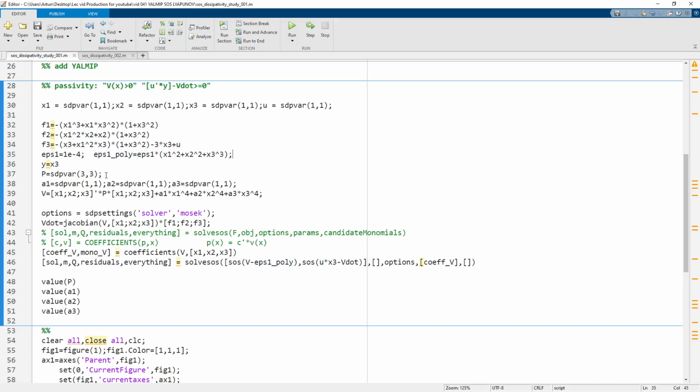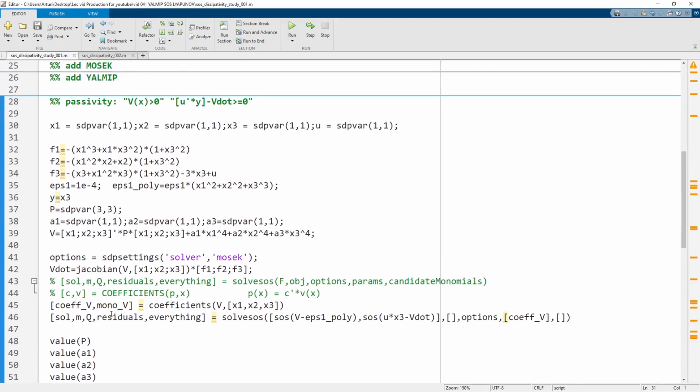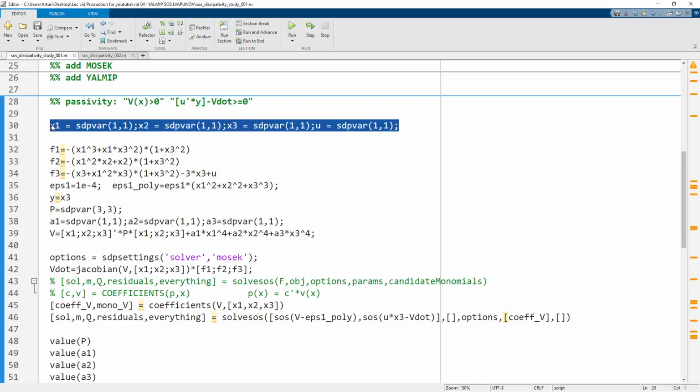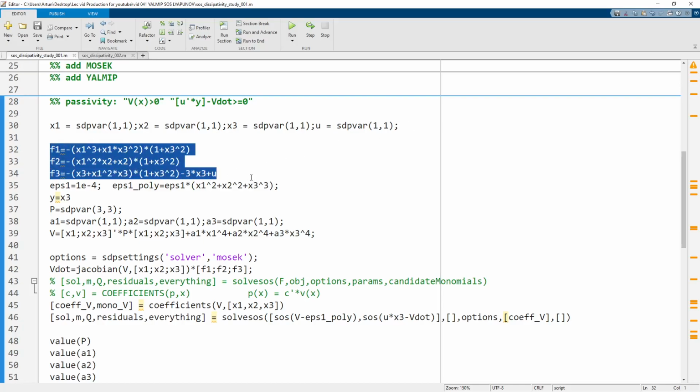And we need to have a V function, because in the passivity definition, if you recall, maybe I should make this bigger. Again, this is like 15 lines of code. We just define our states and u. We also define our input terms, because V dot will be a function of x and u. And these are the dynamics.